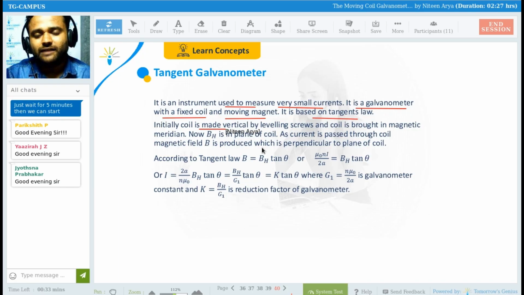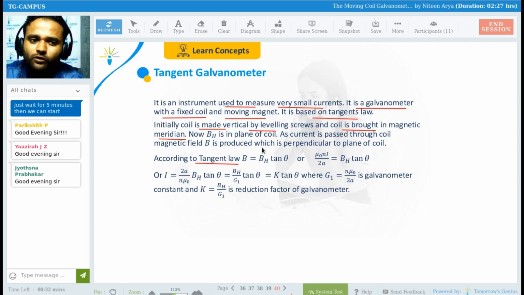Initially, the coil is made vertical by leveling screws, and the coil is brought into the magnetic meridian. When you learn more about the magnetic meridian or magnetic plane in the next chapter, you will understand. Watch or rewatch this lecture again, and then you will understand in a better way, because right now you are confused about so many things. Like this is the tangent law: magnetic field B equals BH tan theta, where BH is nothing but the magnetic field due to the horizontal component.